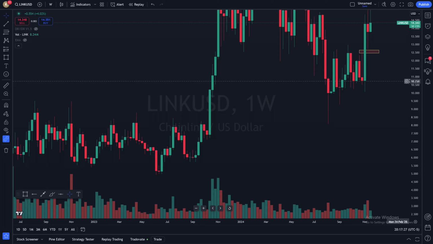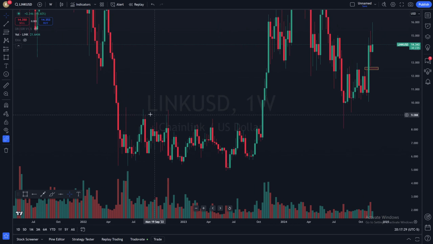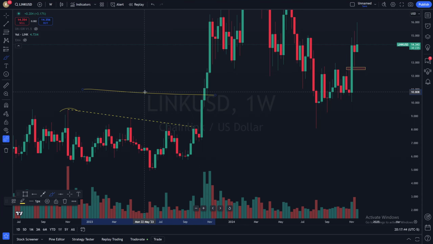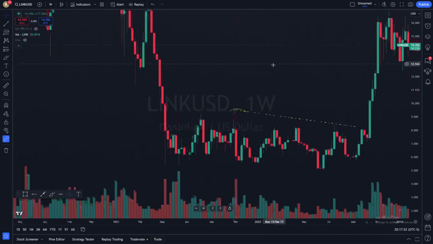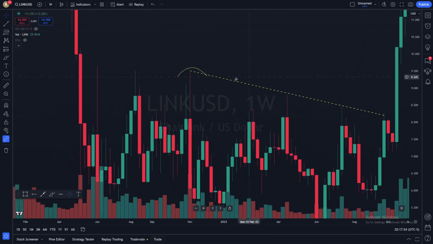On the weekly, we had a very nice structure where price had broken out from. This is called liquidity. So we have swing highs. A swing high is where the candle to the left of it is lower, and also the candle to the right of it is lower. So this is a swing high.